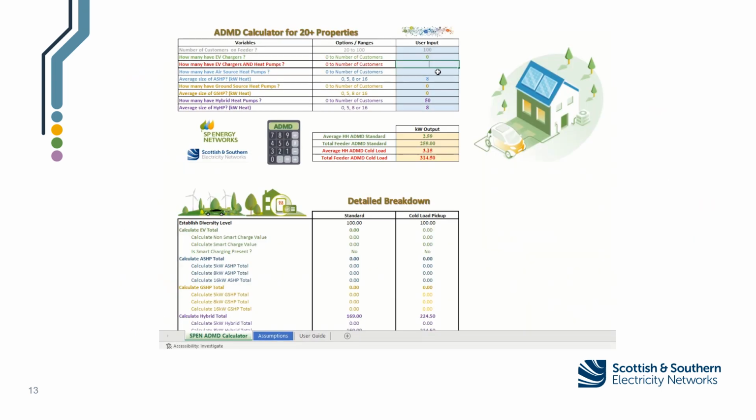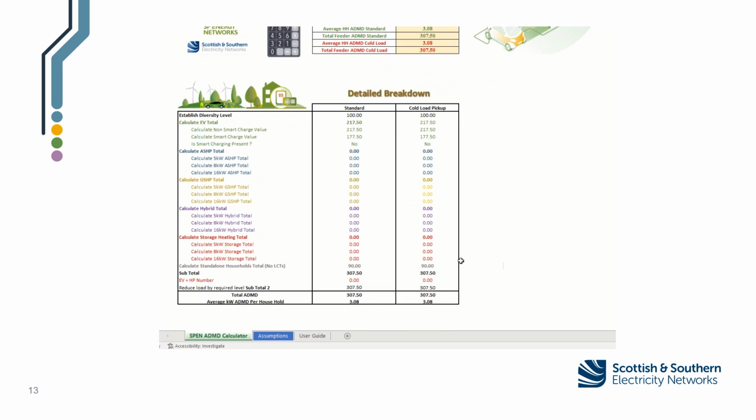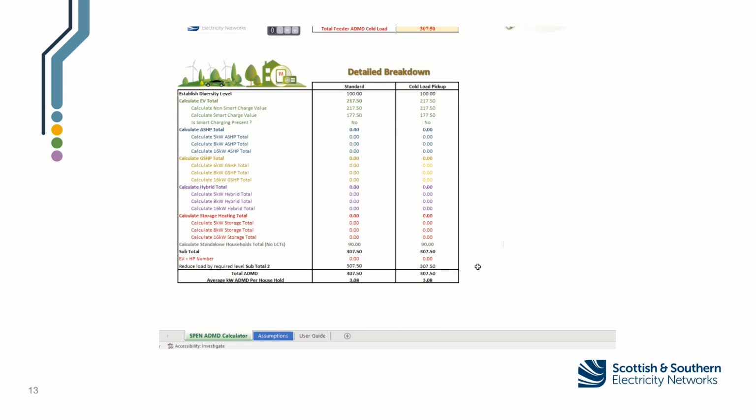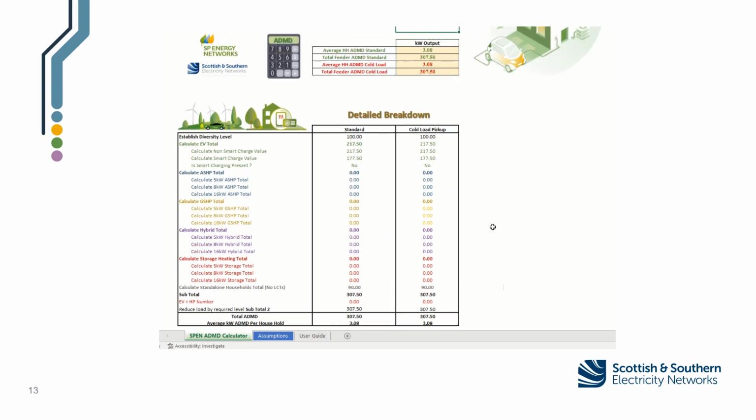So this is simple to use and uses the worst case from both SCCN and SPEN's calculator. If we look at the development we were looking at before in SCCN's calculator, that was for 100 properties, with 50 having EV chargers and 50 not having EV chargers. In this case, the calculator gives us a calculation of 307.5 kVA, which is slightly higher than SCCN's calculation of 300 kVA.